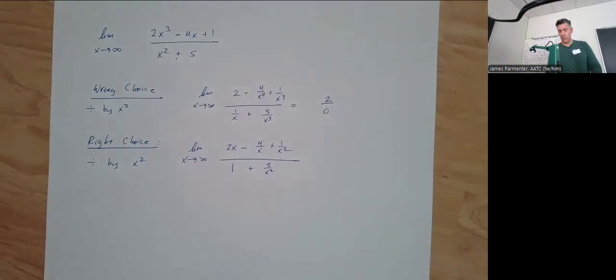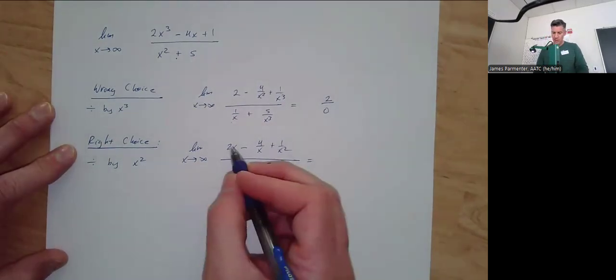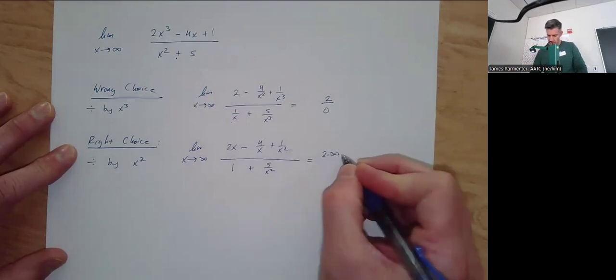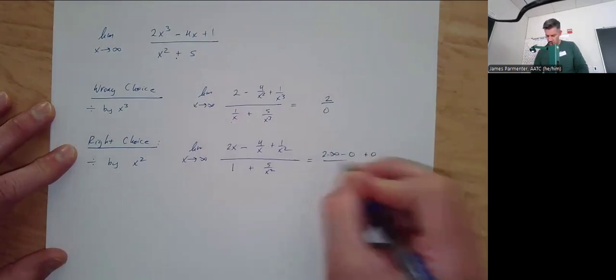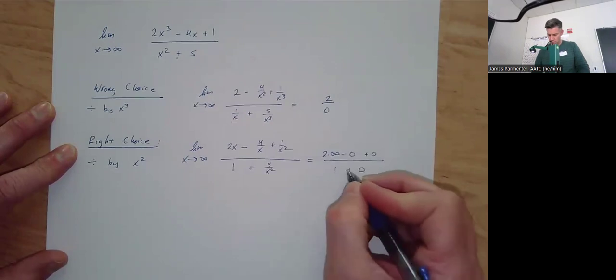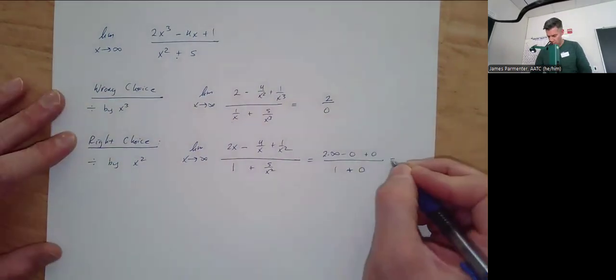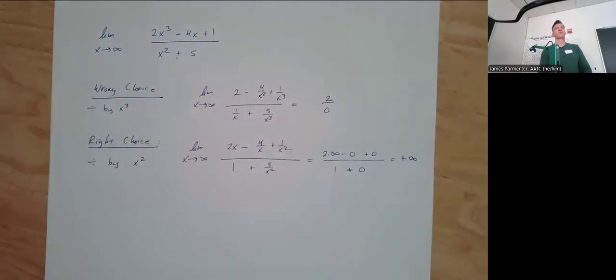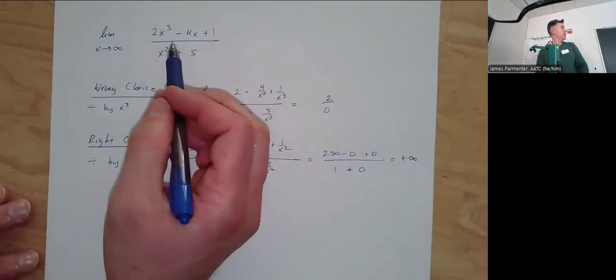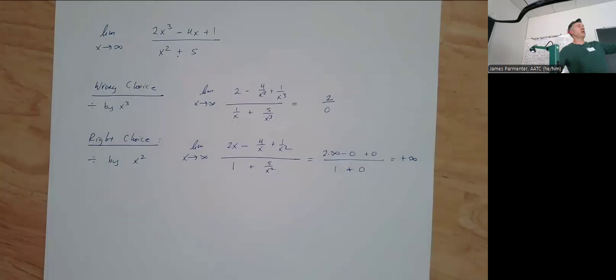And now we plug in and look what happens. We get 2 times infinity minus 0 plus 0, over 1 plus 0. And 2 times infinity divided by 1 is still positively infinitely large. So this is definitely going to positive infinity. That means for this function, as you go to the right, it gets really, really large forever and ever. Well, let's look at what happens when you go to the left.